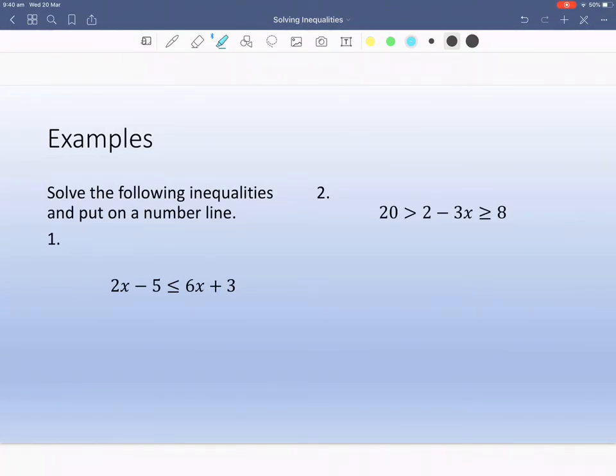Now, a lot of questions when you get to the HSC won't ask you to put it on a number line. I'm going to ask you to do that always, because with inequalities we can clearly see if we're right or wrong by putting it on a number line. So let's just solve this one. So let's go to algebra.